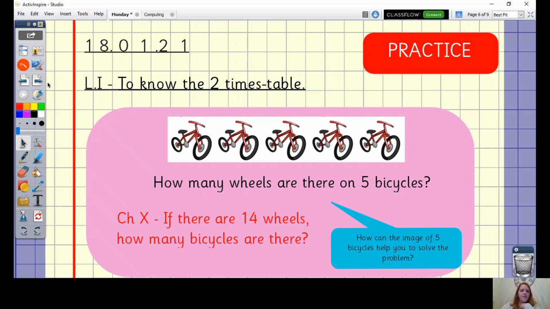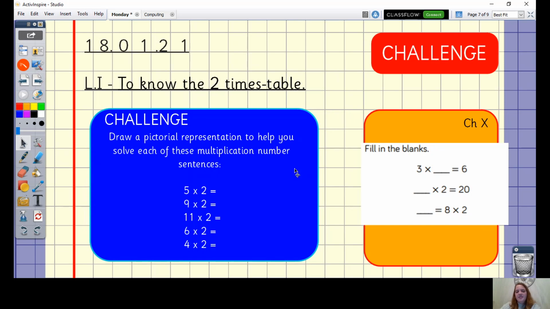Okay, so finally let's have a look at our task for today. What I'd like you to do is to draw a pictorial representation to help you solve each of these multiplication number sentences. So all of these number sentences are counting in 2s. So you'll need to count in 2s to help you find the answer. Just like the pictures we've seen, so pictures of bikes, you may want to draw pairs of socks, pairs of shoes, or we've got pairs of eyes, anything that has pairs to help you to find the totals to these number sentences.